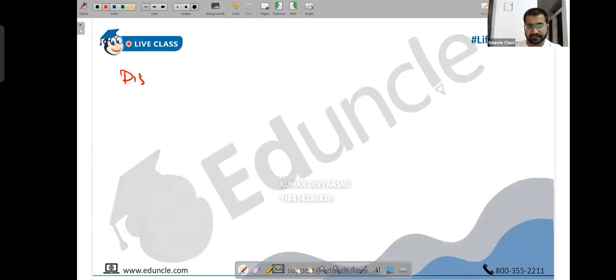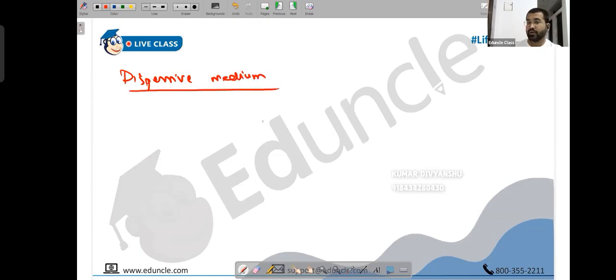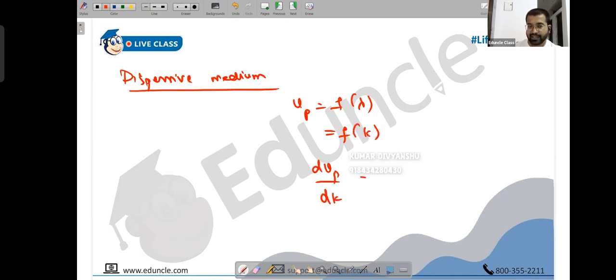Let's talk about dispersive medium. In a dispersive medium, like we said, Vp will be a function of wavelength. Now Vp will be a function of k. So now we can say that dVp by dk cannot be 0. Now we can say that dVp by d lambda cannot be 0. What is the definition of Vg? Vg is d omega by dk.